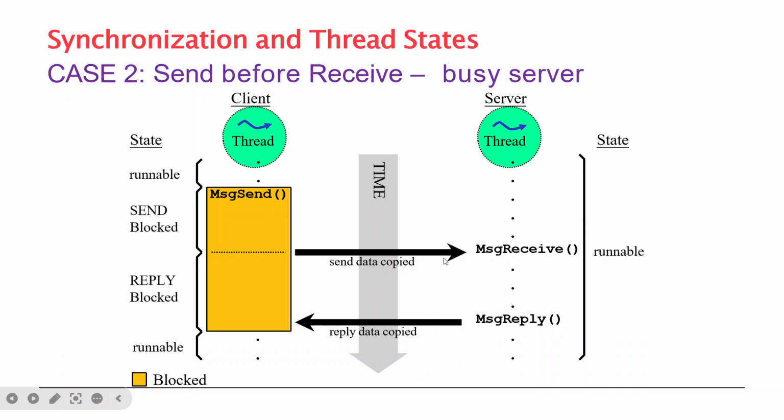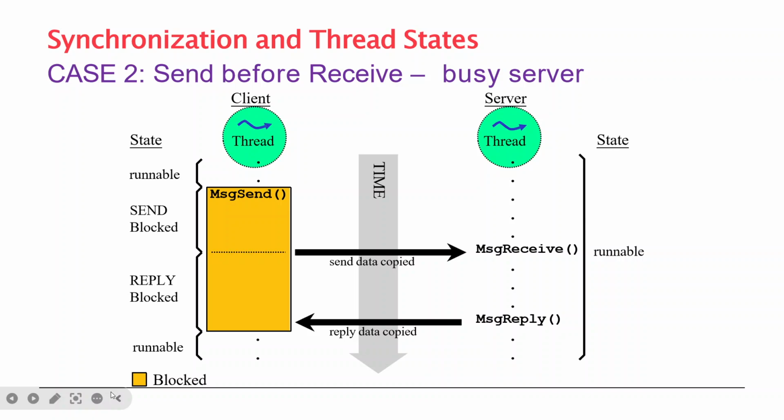The data is sent here. The message is received, that means the server receives the data from the client, and now it is in the runnable state. It runs on the data. After that it sends the reply message to the client. At that time the client is reply-blocked. After receiving it, it comes back to the runnable state.